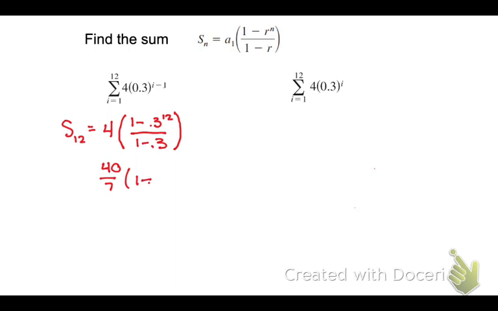And then I have 1 minus 0.3 to the 12th. So that's 3 to the 12th. 3 to the 12th is pretty big to do, right? We don't need to do that. So we're just going to put 0.3 to the 12th.